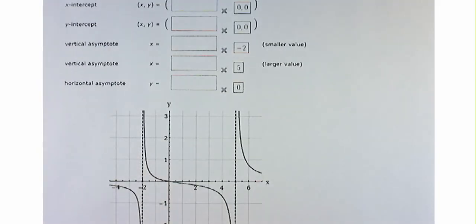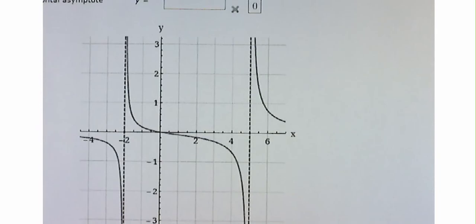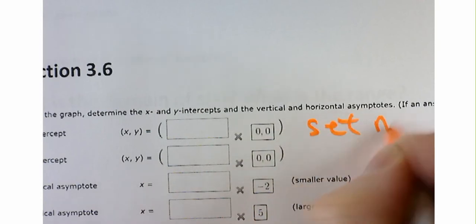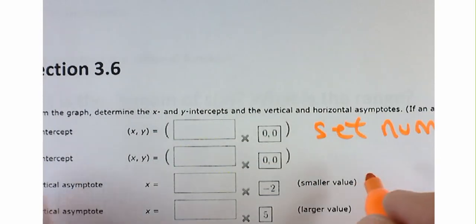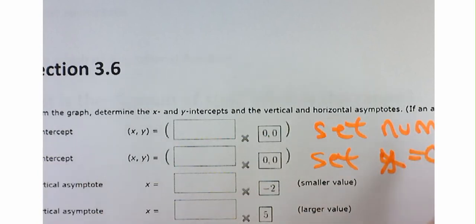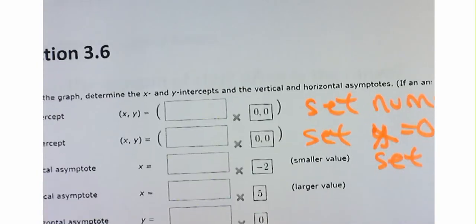You should expect some work on rational functions to kind of close things out. You should be able to find the intercepts. Generally speaking, finding the x-intercepts, you set the numerator equal to 0. To find the y-intercepts, set x equal to 0. The vertical asymptotes, how do you find those? Set the denominator equal to 0.